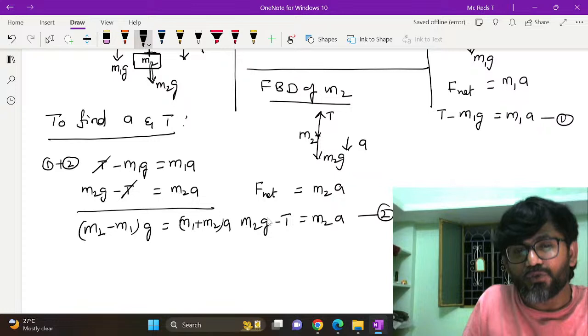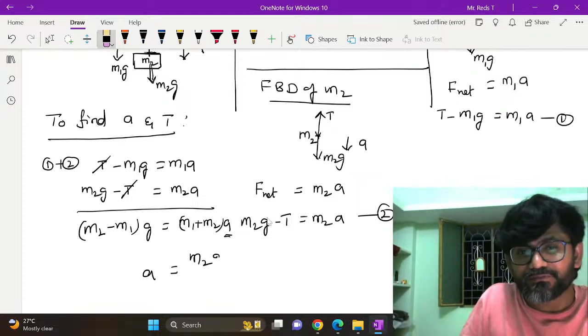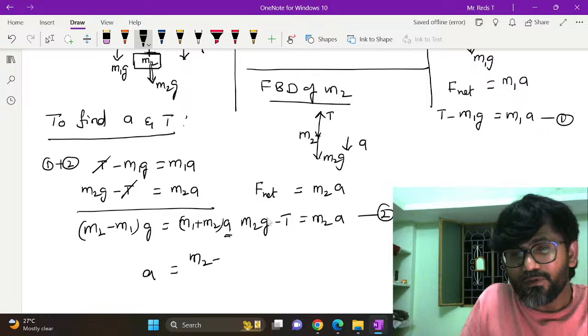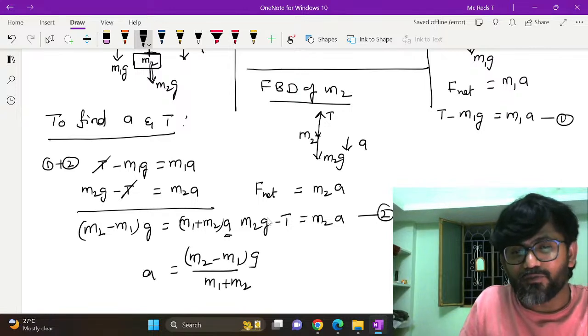Therefore, we want acceleration a. So a is equal to (m2 minus m1) into g by (m1 plus m2), or you can say (m2 minus m1) by (m1 plus m2) into g. This gives the acceleration of the system.